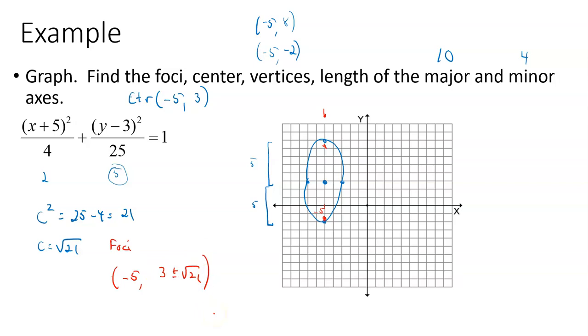So those are my two foci written together as an x-coordinate and a y-coordinate. You could separate them, right? You could do -5, 3 plus the radical, -5, 3 minus the radical, and you'll have your two individual foci. All right, we'll do a third video with completing the square and the application stuff.